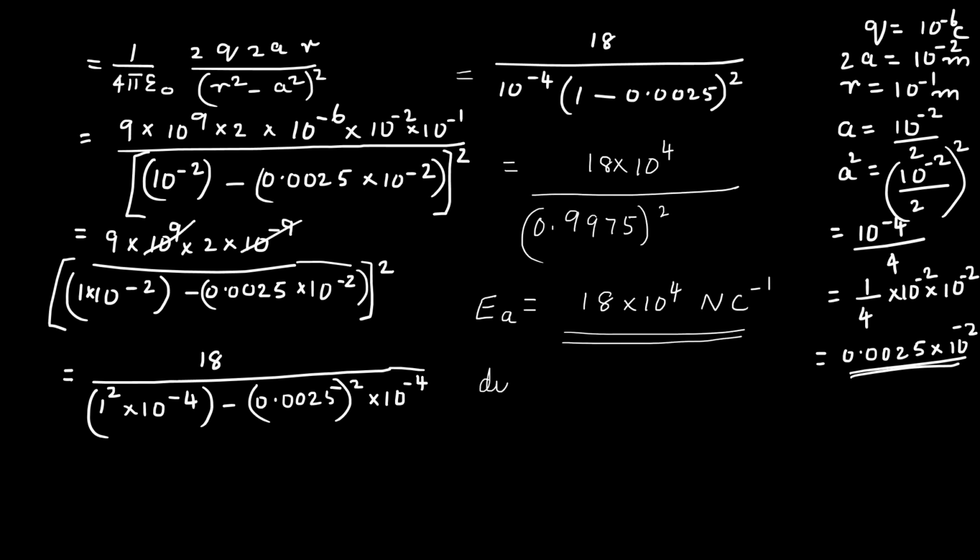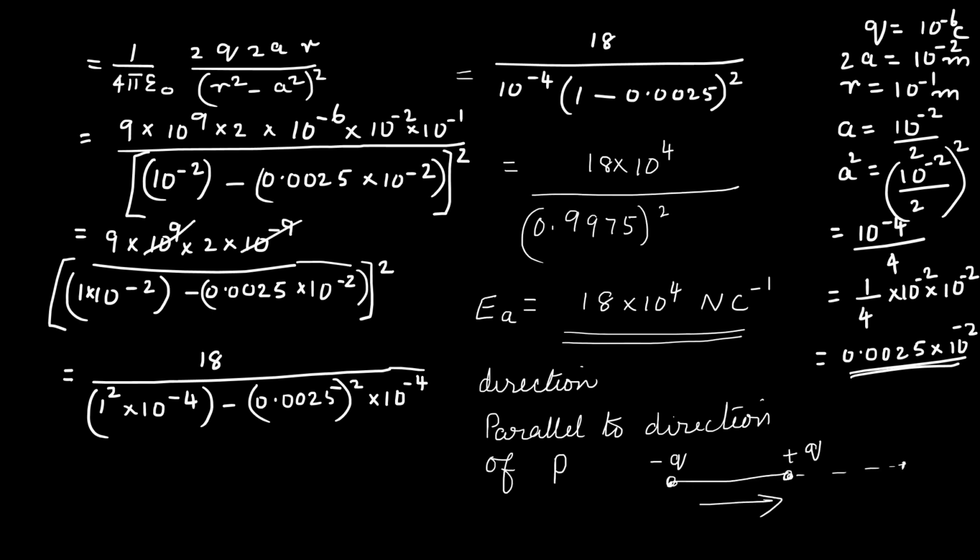This is the magnitude. What is the direction? The direction is parallel to the direction of dipole moment. Remember, electric field and dipole moment are all vector quantities. Now we will pass on to B section.